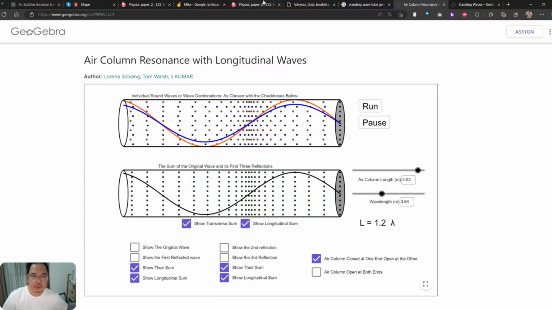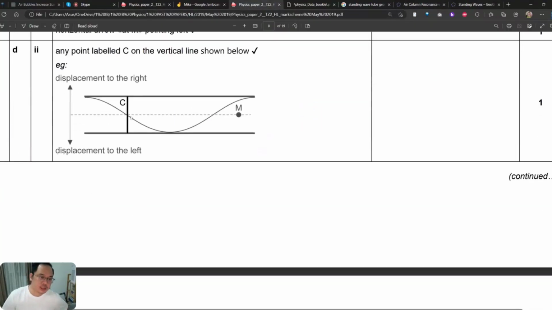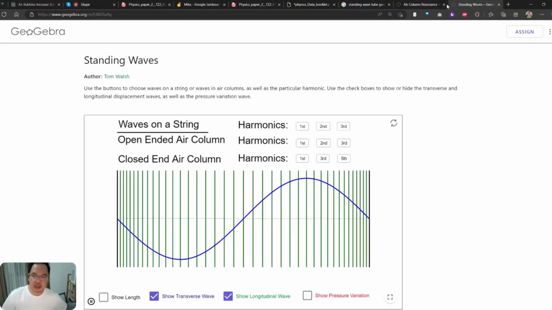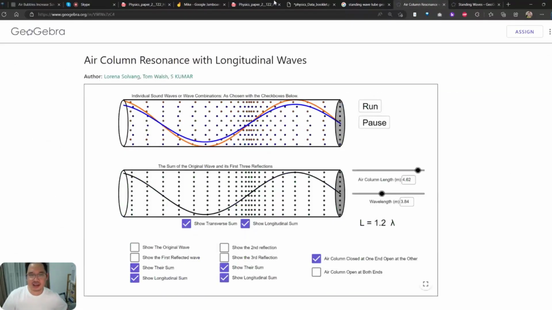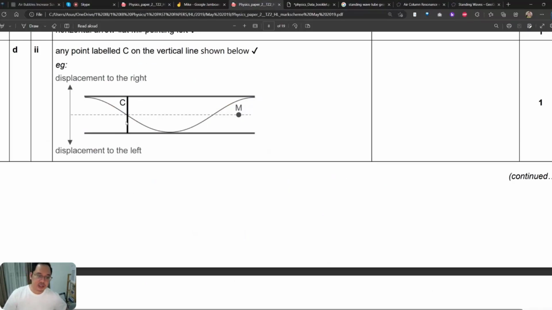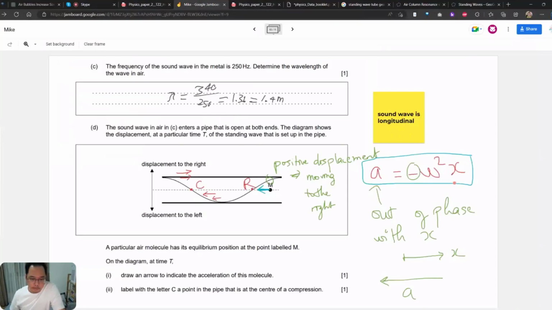Let's check the mark scheme anyway. See here, so this is a wrong illustration. It is C, definitely this point. Got it. On the left is positive displacement, meaning the particle is moving to the right. You got it? Yep, I got it.